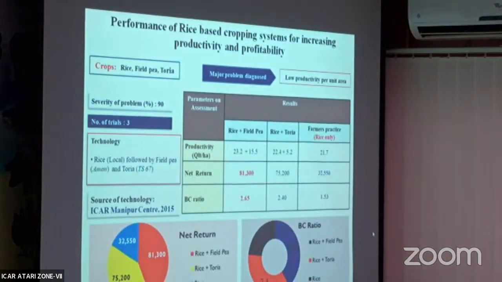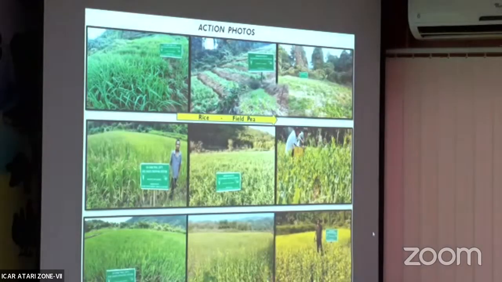Next, performance of rice-based cropping system for increasing productivity and profitability, due to low yield per unit area. Most of the farmers leave their rice fields fallow after rice cultivation. So, in order to increase productivity per unit area, a trial was conducted with the result of higher productivity in the rice-based cropping system compared to farmer practice, more net return in rice plus green tea than rice plus soya, with a higher BC ratio of 2.65 in case of rice plus green tea compared to other practices. These are the action graphs.